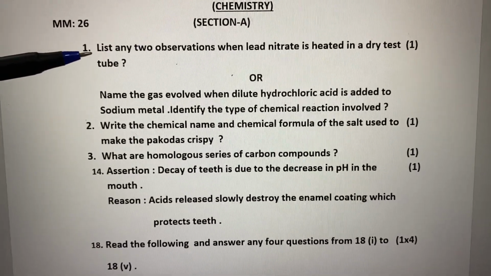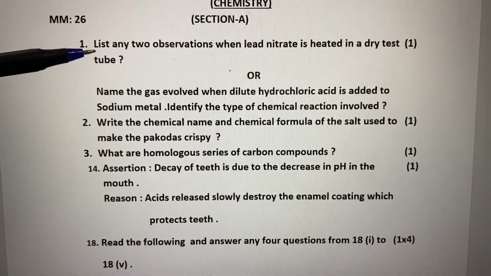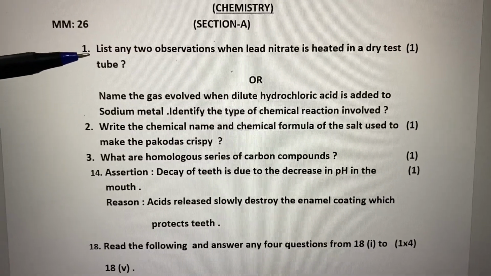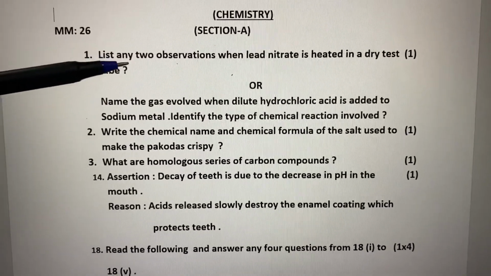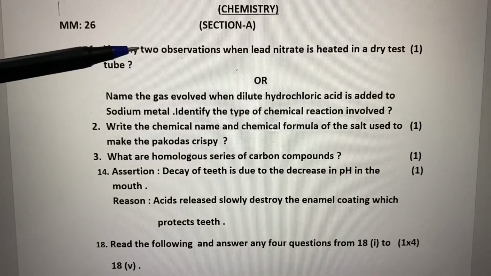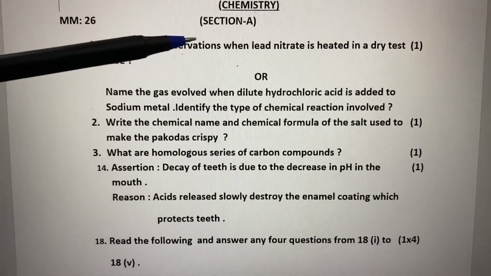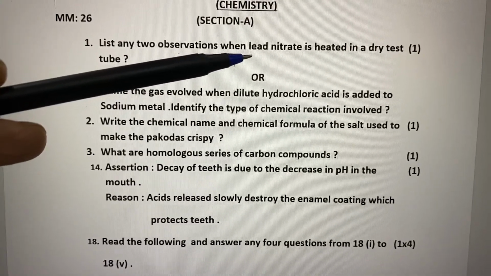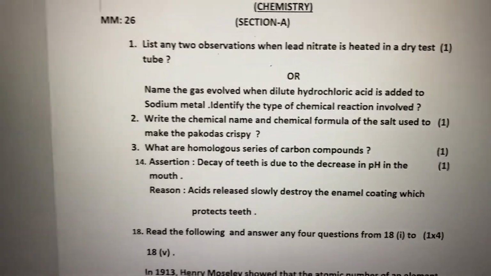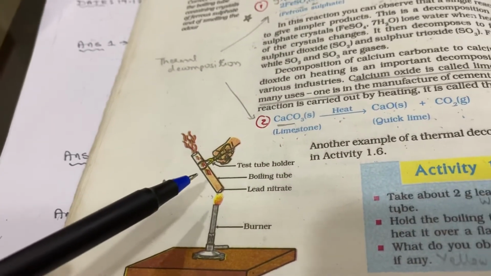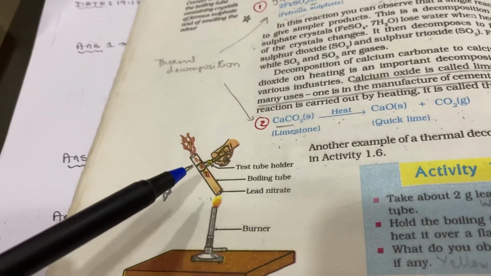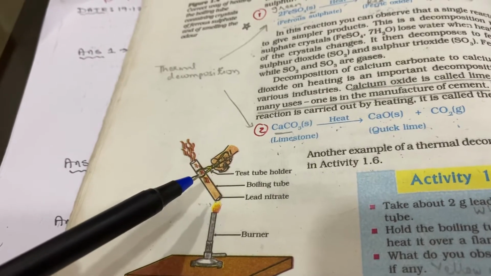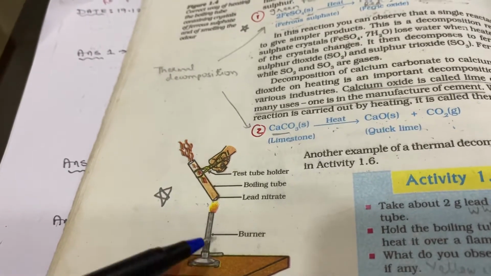List any two observations when lead nitrate is heated in a dry test tube. So in this question, what is expected? You have to write two observations only. But for this, you should know the reaction of lead nitrate when it is heated. In our NCERT book, you have seen that lead nitrate is a white colored powder. When it is heated in a test tube, it is heated with a burner.